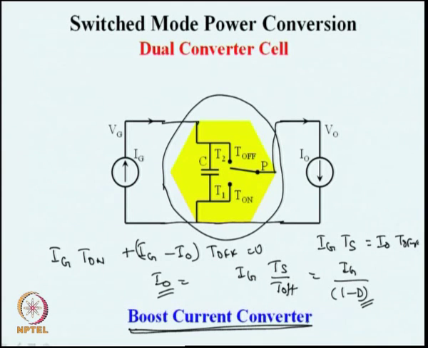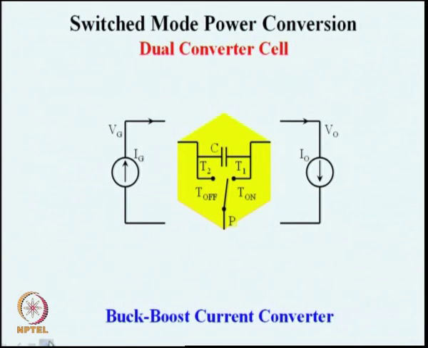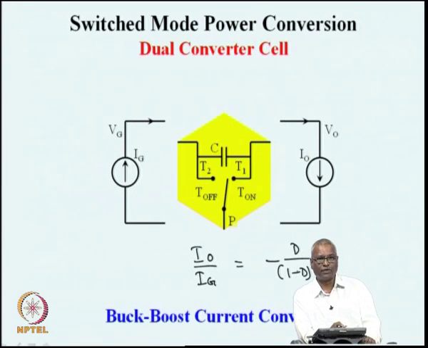Okay. And in the same way, the third way of connecting the same cell is with the pole at the common point and T1 and T2 connected to the source and the load, and if the calculations are done on the amp second balance here, you should be able to find out that I naught by Ig must be minus D by 1 minus D, which is the same as the buck boost current converter.